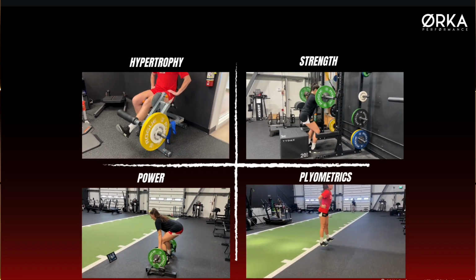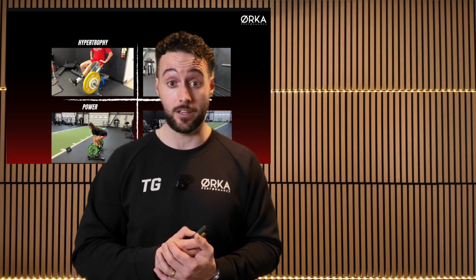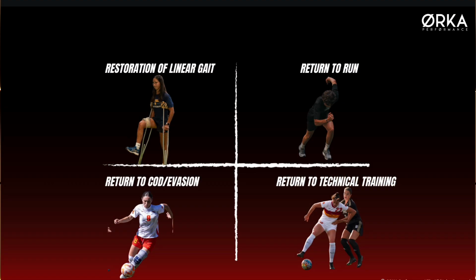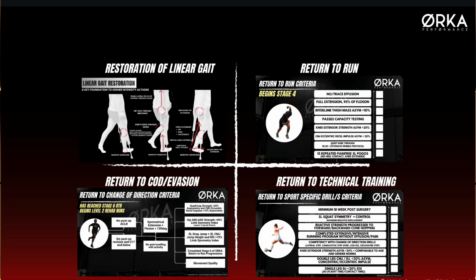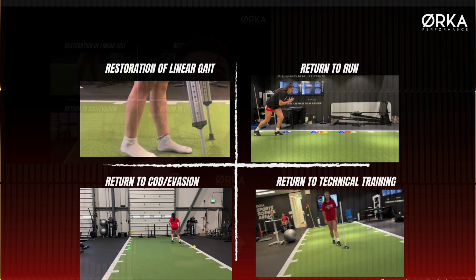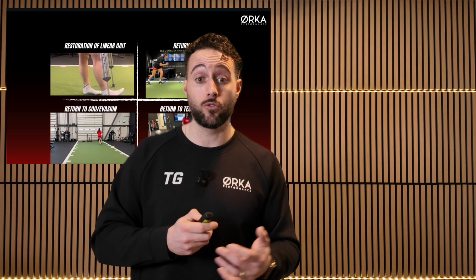We restore mass, max strength, eccentric qualities, explosiveness, reactive strength. We can hit these key milestones along the way, and we're going to have criteria for these milestones. Some of those criteria are going to include vertical jumps, right? But we're going to have systems to make sure that we're really confident that our athletes are ready to return to these key functional tasks. And we're going to work them through each milestone as they go through the process.